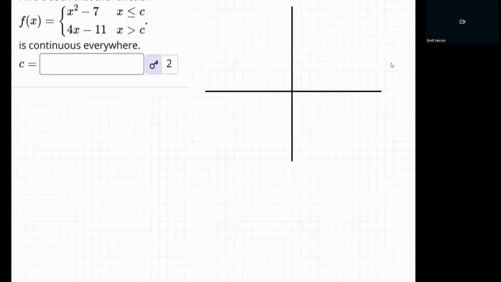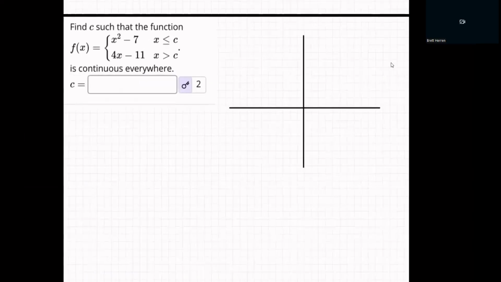So we're saying there's some kind of value C. I have no idea where it is. Well, I do. It's at 2, it turns out. But let's suppose I didn't even know it. So there it is, some value C. Okay, so on the x-axis, right? Some place C on the x-axis.